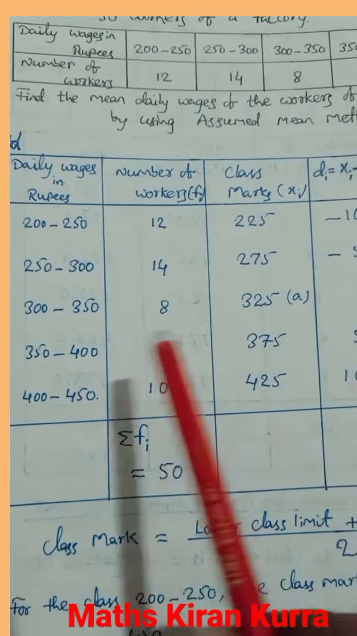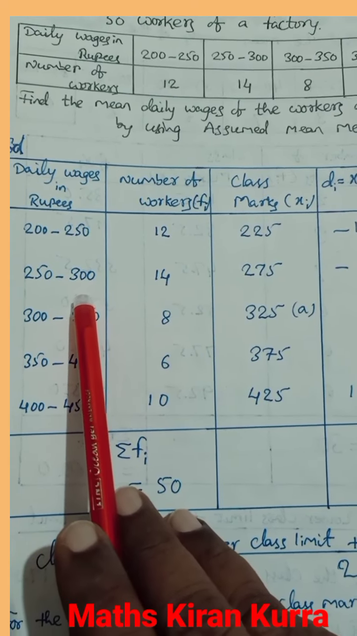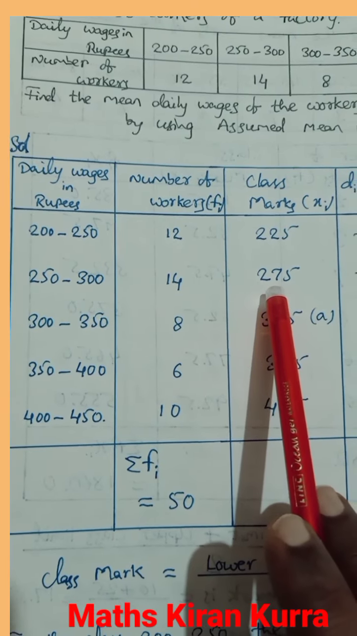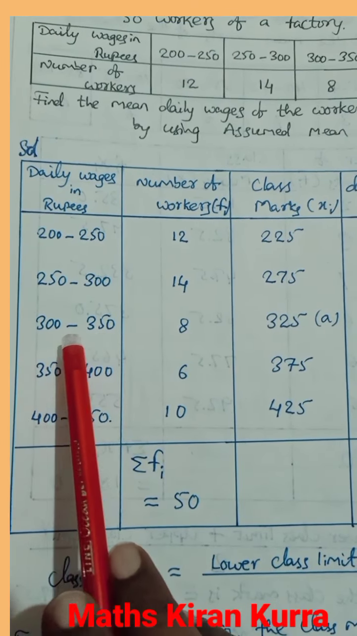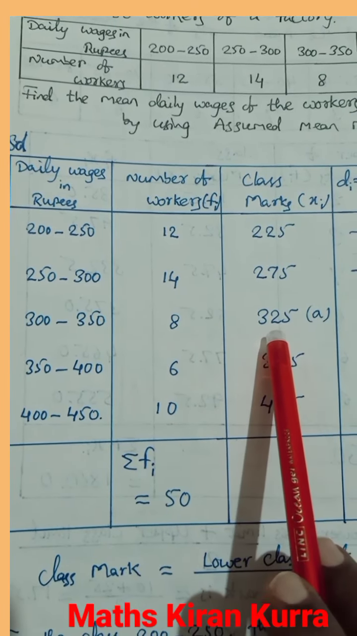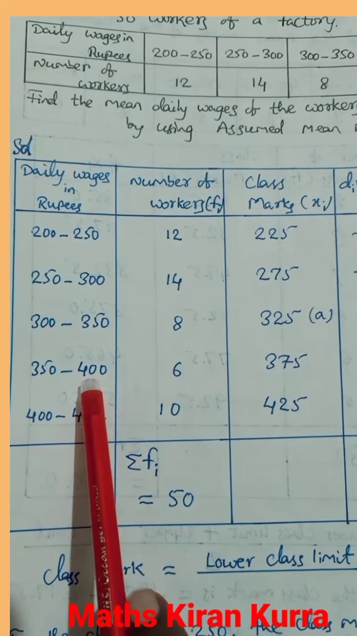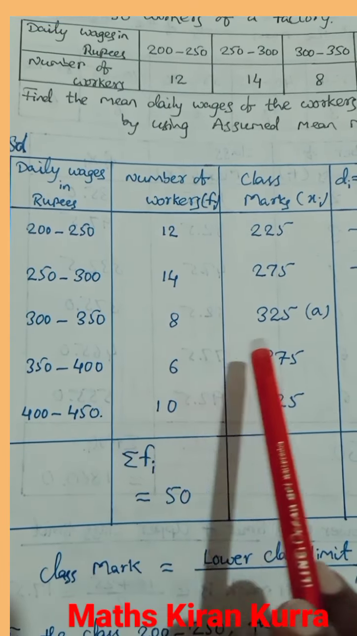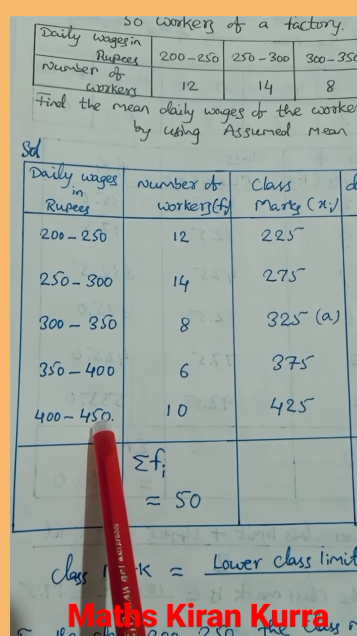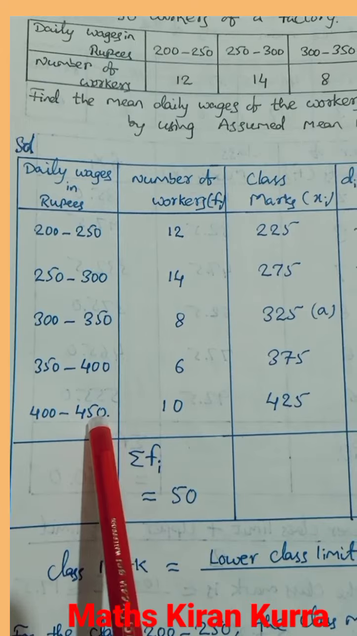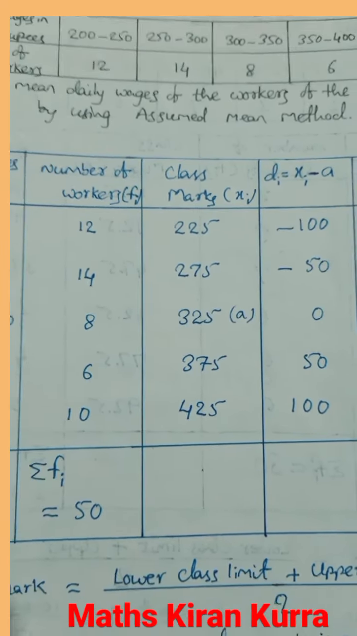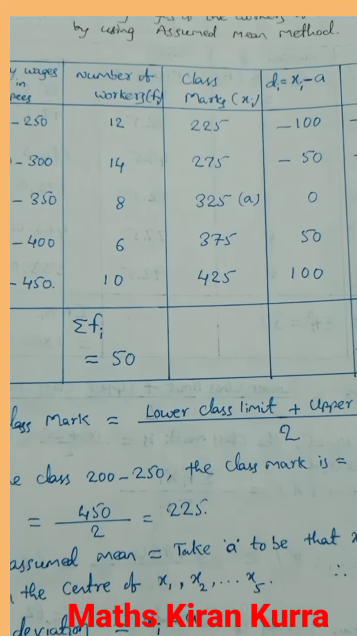Similarly, find the class mark for 250 to 300. It is 550 by 2, which gives 275. 300 plus 350 gives 650 by 2, which gives 325. 350 plus 400 gives 750 by 2, which gives 375. 400 plus 450 gives 850 by 2, which is equal to 425. These are the class marks. Now here we want the assumed mean.